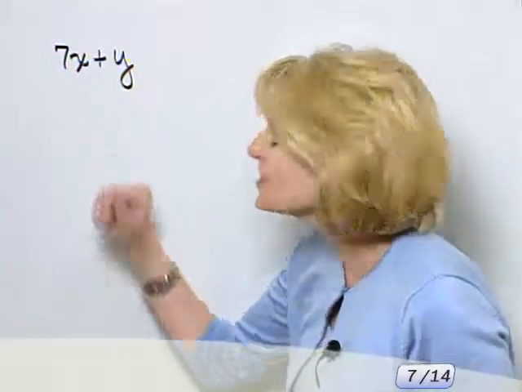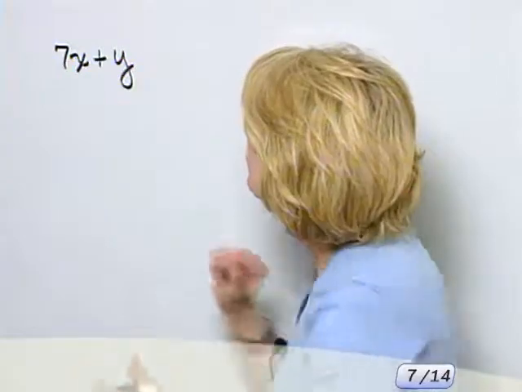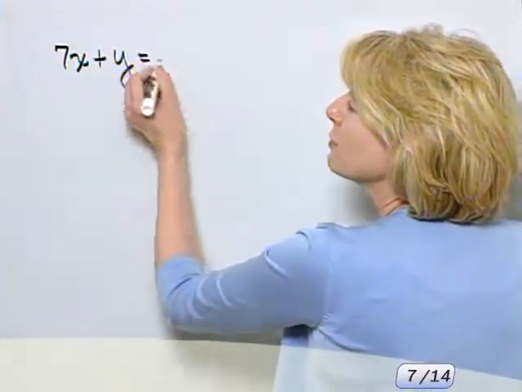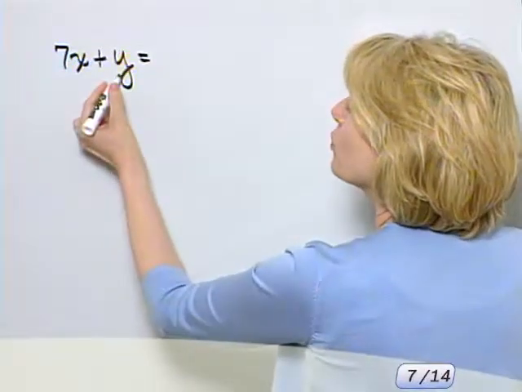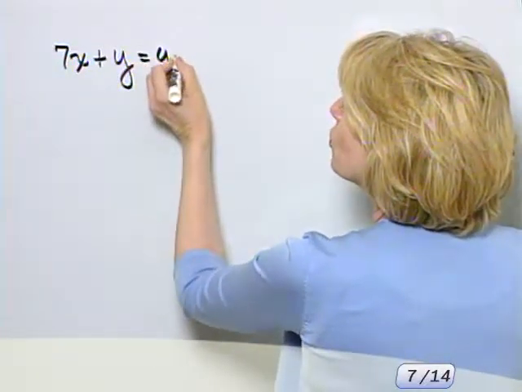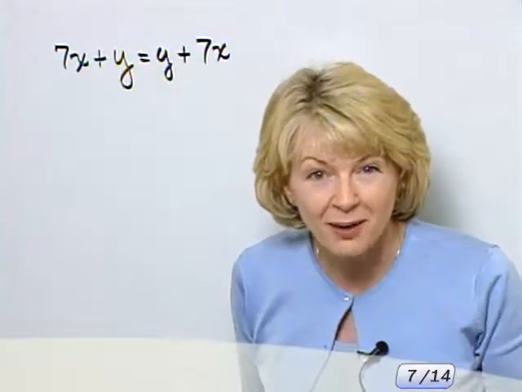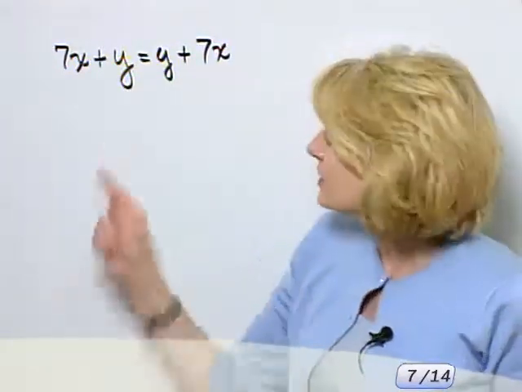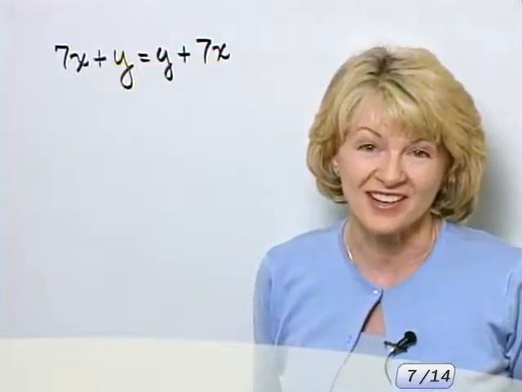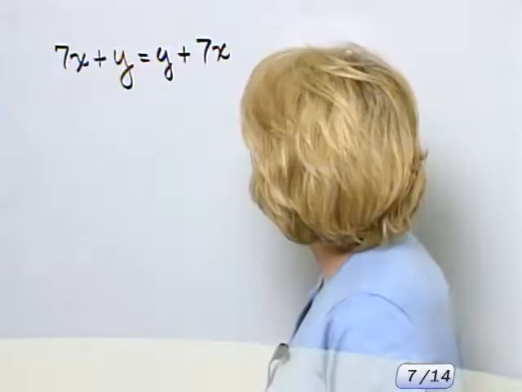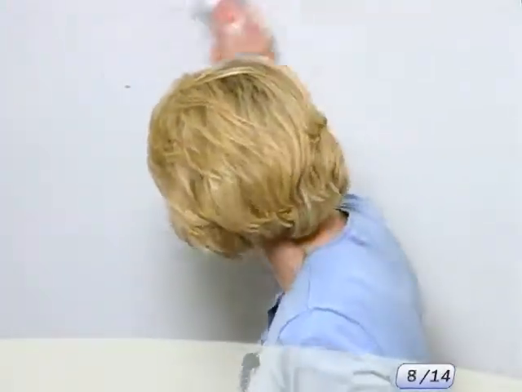So let's now use the commutative property for addition, and let's write an equivalent expression. Since we are using the commutative property, that has to do with order, so 7x plus y is equal to y plus 7x by the commutative property for addition. Notice I changed the order here.